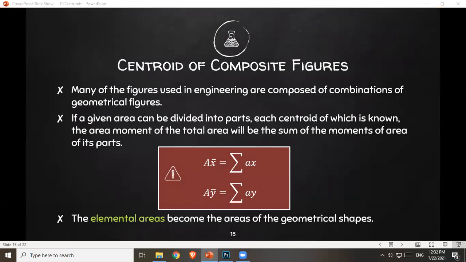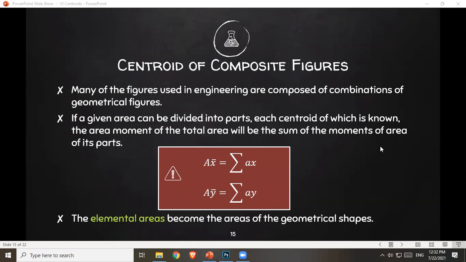Now, in actual, we're not just dealing with one shape. Many of the figures used in engineering are composed of combinations of geometrical figures. If a given area can be divided into parts, each centroid of which is known, the area moment of the total area will be the sum of the moments of area of its parts. So A x bar is still summation of Ax. A y bar is summation of Ay.